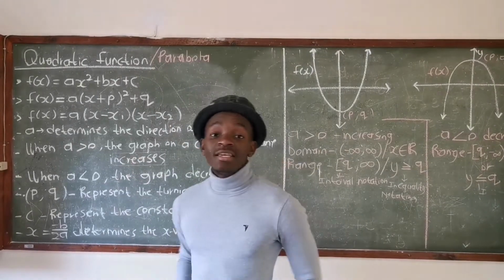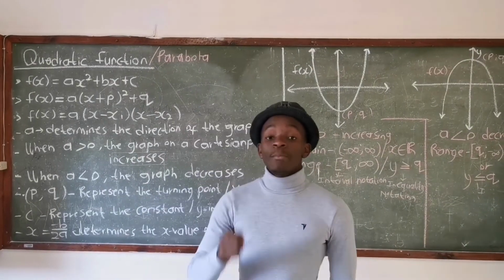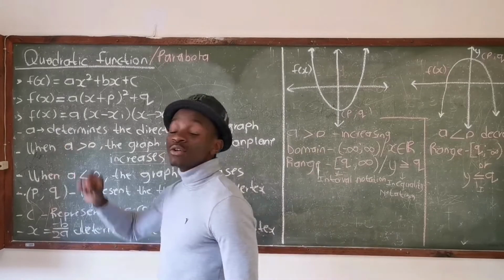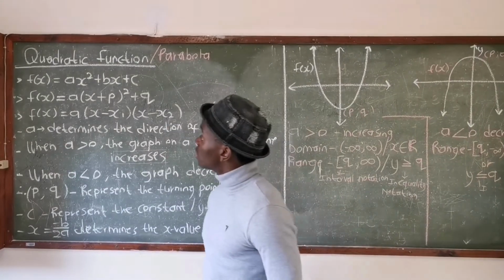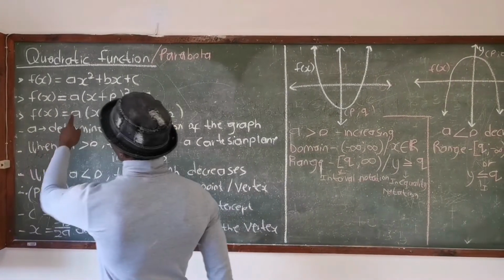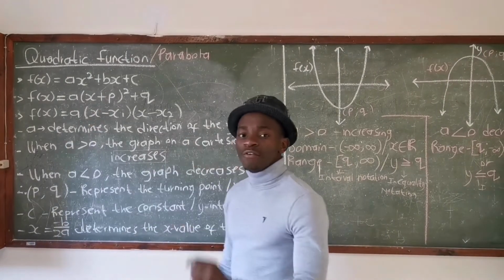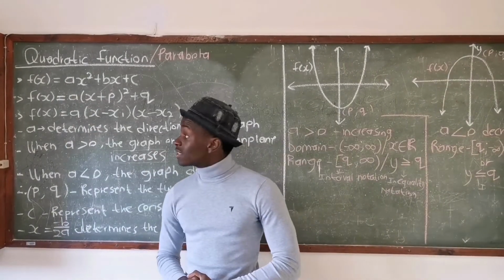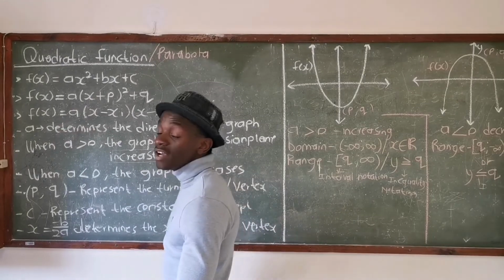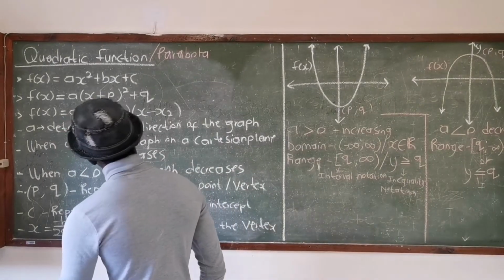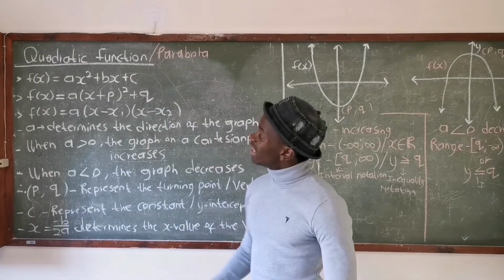So as you can see here, quadratic functions is based with multiple equations inside of it. The first equation is known as the general equation, where f of x equals ax squared plus bx plus c. Then therefore, the second equation is known as the standard equation. As you can see here, f of x equals a into x plus p, those brackets squared, plus q.